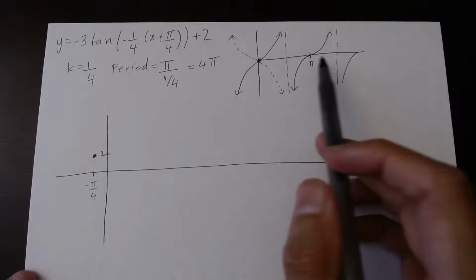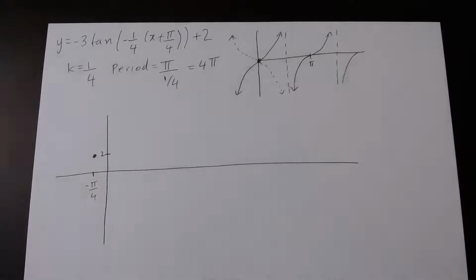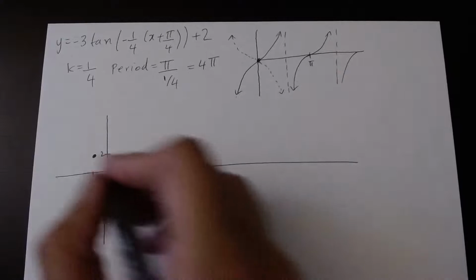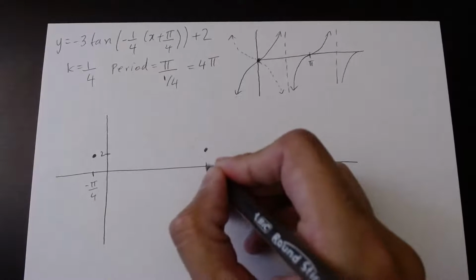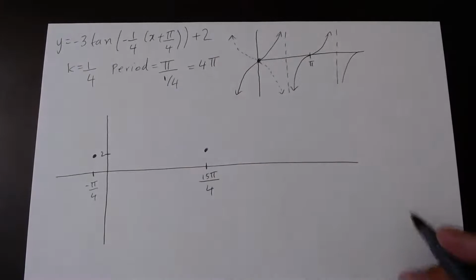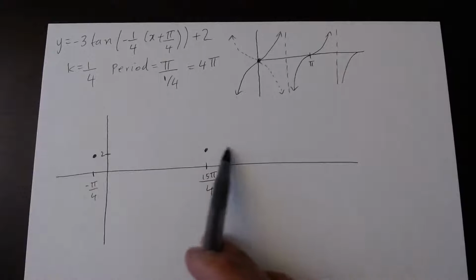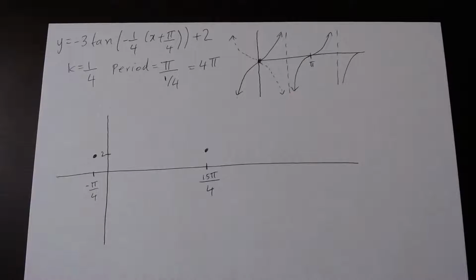Now, if I want to find my last key point, I'm going to add my period. So I'm going to add 4 pi to this number. So negative pi/4 plus 4 pi is just 15/4 pi. So somewhere over here, I'm going to have 15 pi/4. And then if I take the midpoint of these two, I will get the equation of my asymptote.